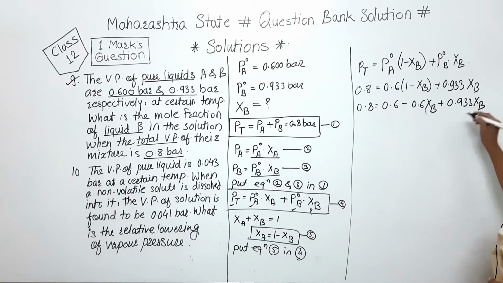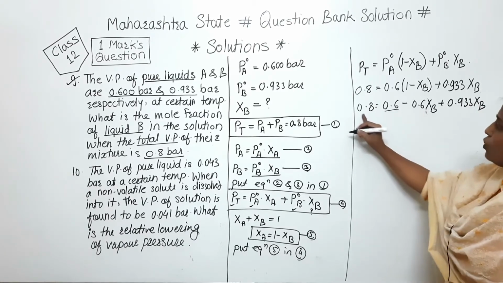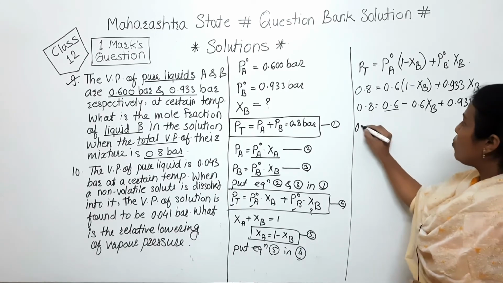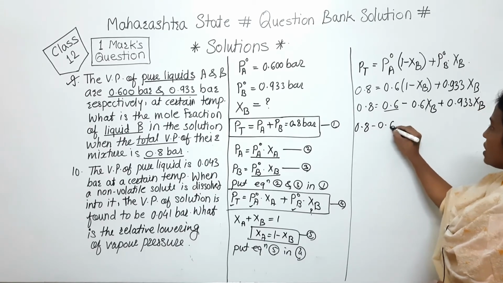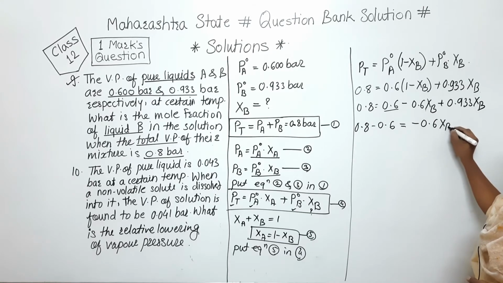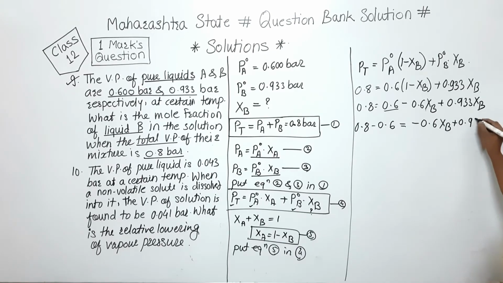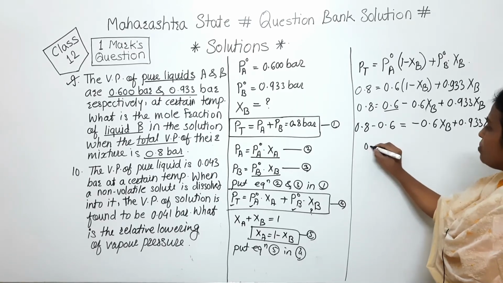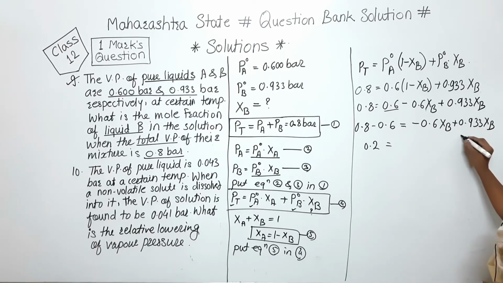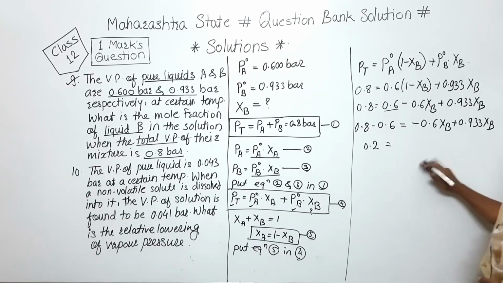0.933 XB. Now we are shifting this value to the left hand side, and we just have to take the subtraction of these two terms. So 0.8 minus 0.6 is equal to minus 0.6 XB plus 0.933 XB. So what will be the answer for this? That is, 0.2 is equal to, what will be the subtraction? See here, 0.6 we have to subtract, and that answer will be 0.333. That we are going to put here.